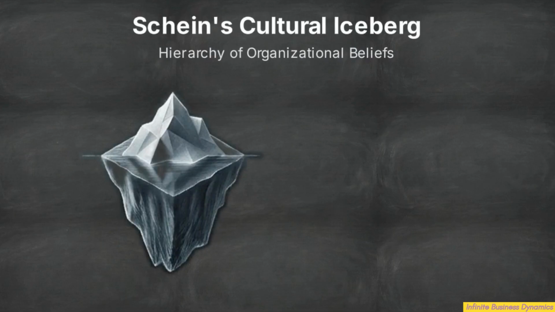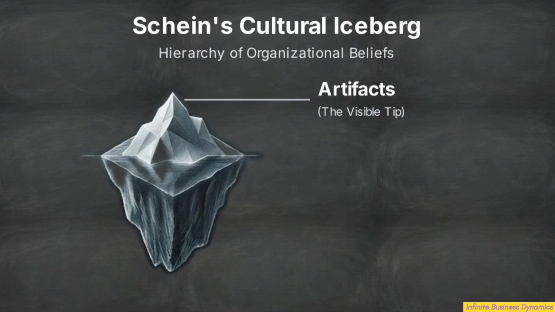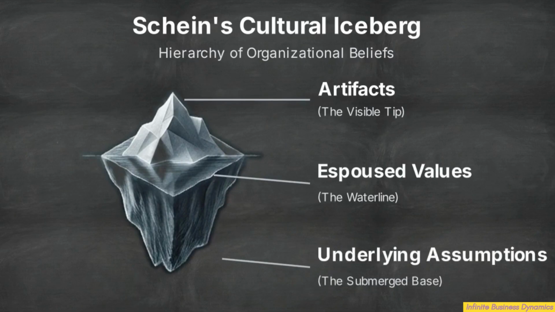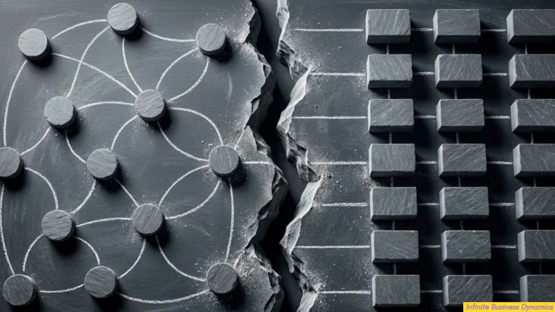This diagram illustrates Schein's cultural iceberg, mapping the hierarchy of organizational beliefs. Above the water are the artifacts, the visible structures, processes, and behaviors you can easily observe. At the waterline are the espoused values, which are the strategies a company publicly claims to follow. But deep underwater are the underlying assumptions, the unconscious beliefs that actually generate the visible behaviors at the surface. Because these underlying assumptions dictate real operational behavior, they are your most dangerous blind spots. Failing to map them guarantees friction when integrating two different companies.